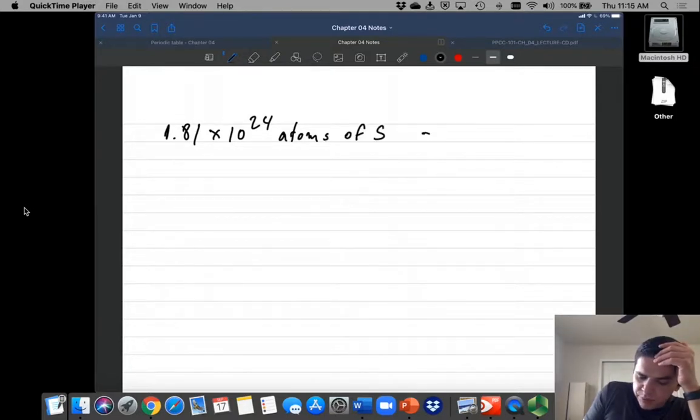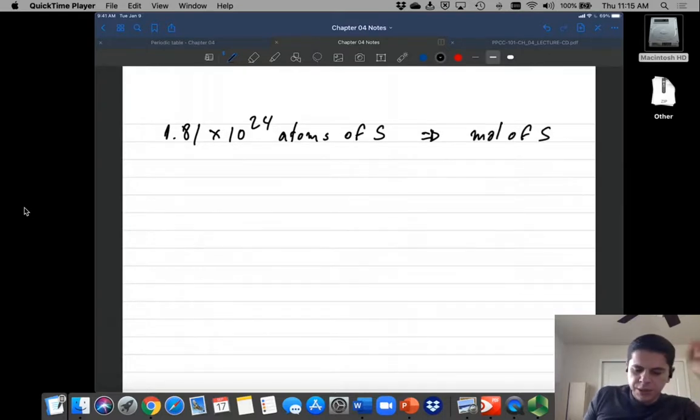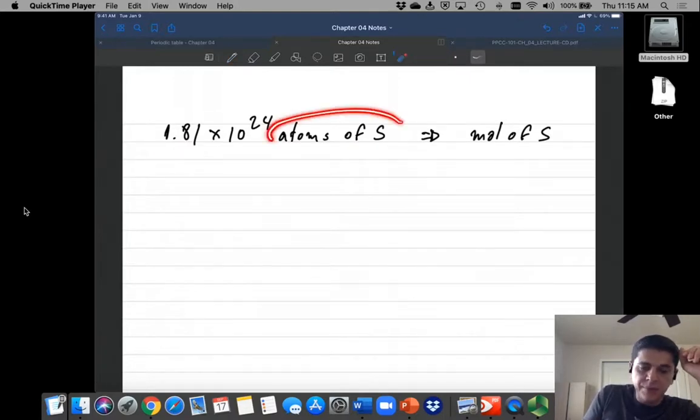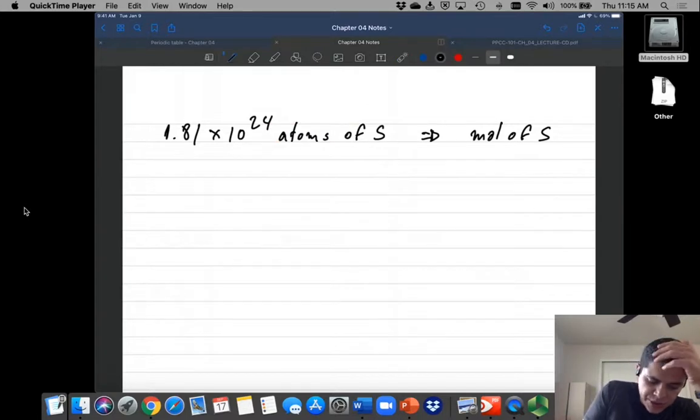And our goal is going to be to go to moles of sulfur. So again, this is the quantity that we have. How do we know it's a quantity? Because it just has the one unit. So our conversion has to start with that. So we start with the 1.81 times 10 to the power of 24 atoms of sulfur.